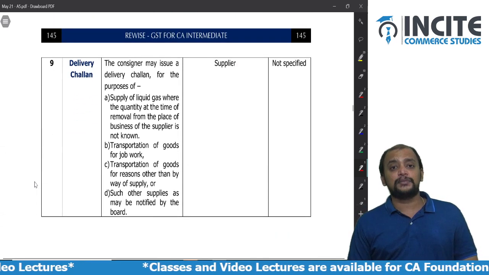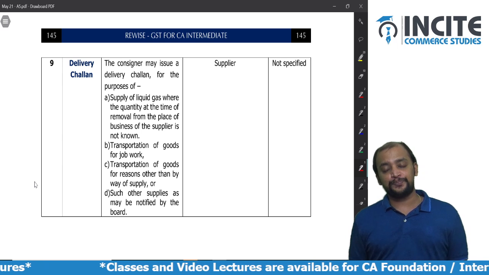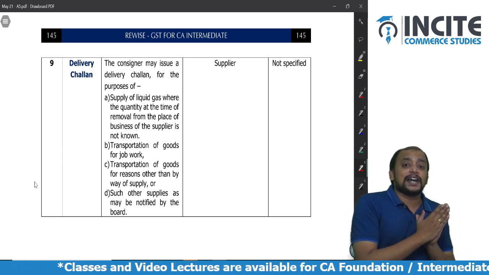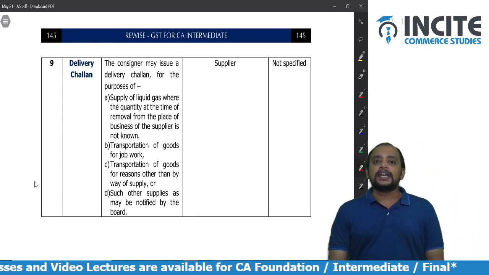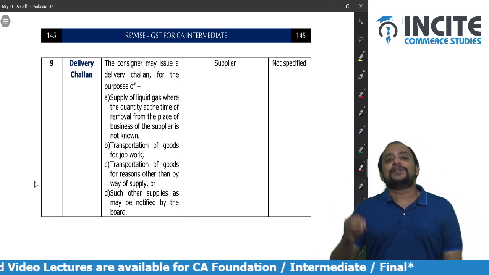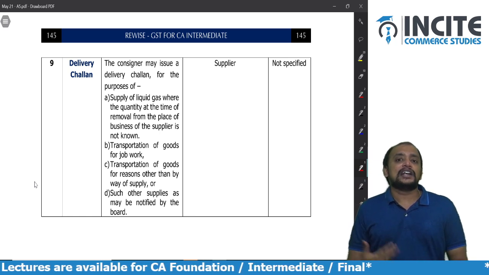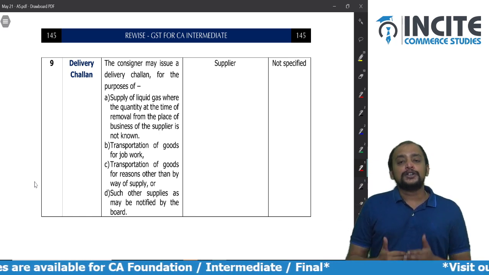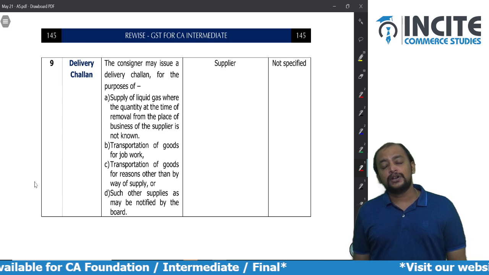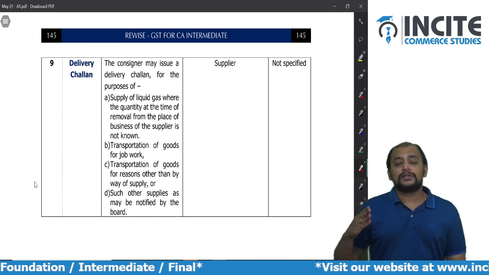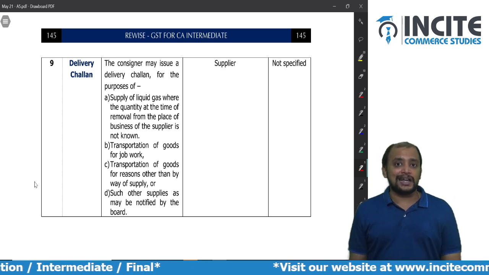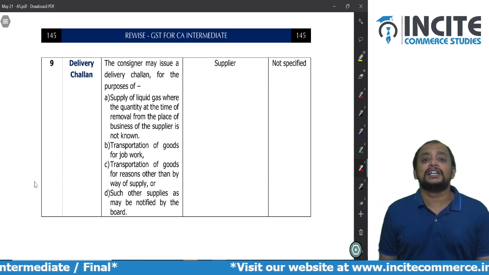Then there is something called a delivery challan. So whenever there is a transportation of goods, movement of goods without supply, say within the state, I have multiple places of business and I did not get separate registration. So, from the head office to the branch, when the goods are being transported without supply, that is not a supply, then in that case, that transportation should accompany a delivery challan.